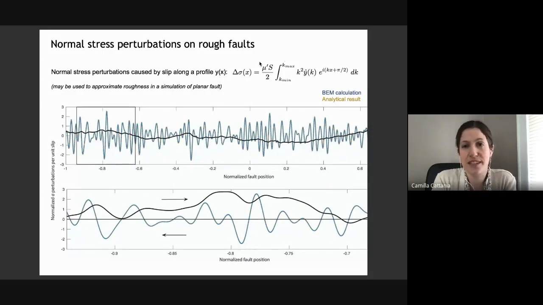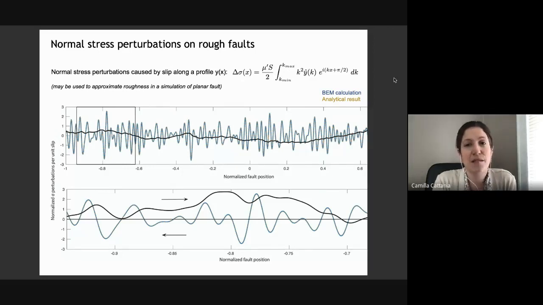And what we can see from this expression is that the normal stress variations, so the amplitude, increases with the total amount of slip. And otherwise, it is a function of the fault profile. So y hat is just the elevation in wave number domain. And I'm putting these analytical results not because we're using it in a simulation. In fact, we're not. In the simulation, we are doing the full boundary element calculations so that we are allowing for changes in normal stress as the amount of slip changes on the fault.